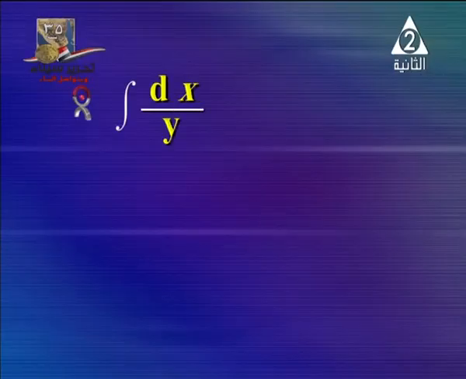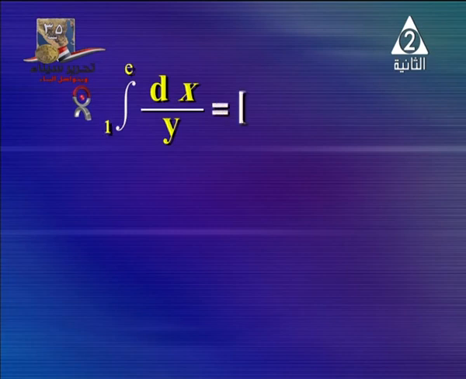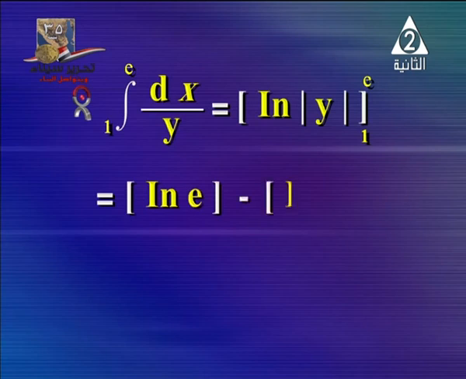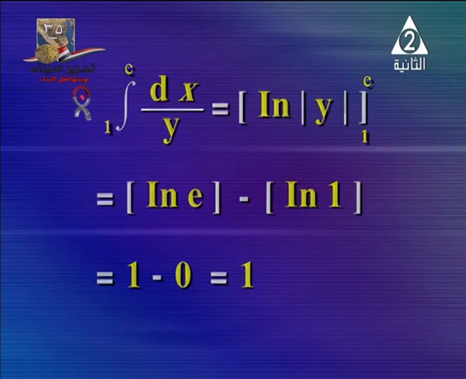Solution. Dear student, what is the integration of dx over x? It is ln x. Why? Because the integration of 1 over x dx equals ln x. After we find the definite integration from 1 to e, substitution gives ln e minus ln 1. Answer is 1 minus 0 equals 1.